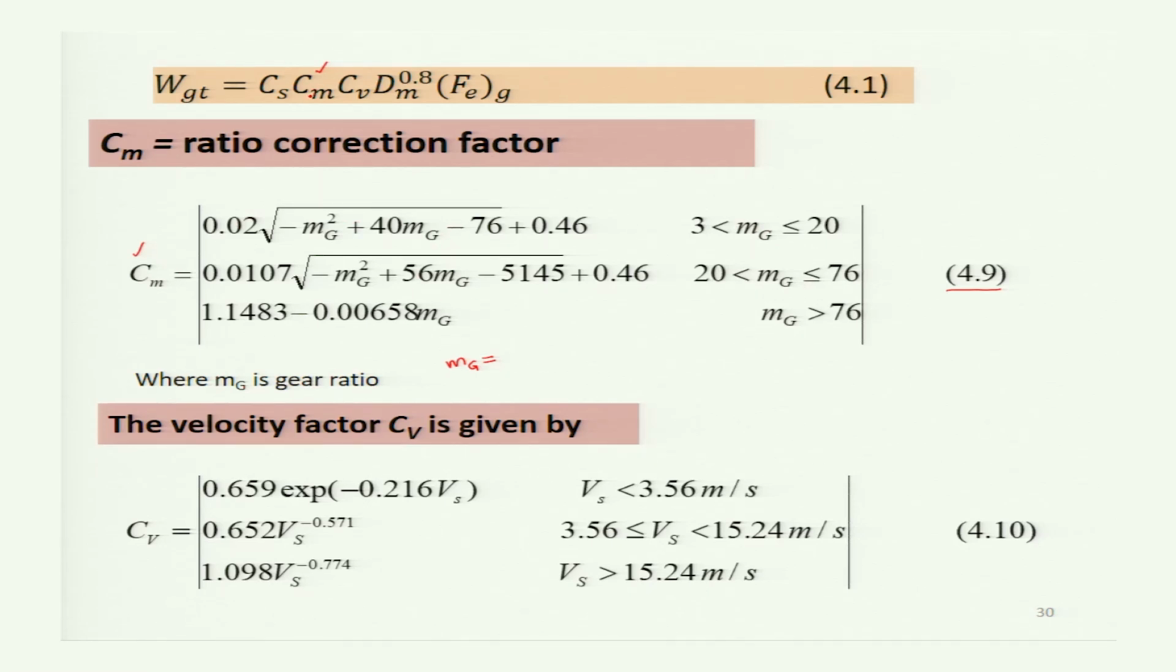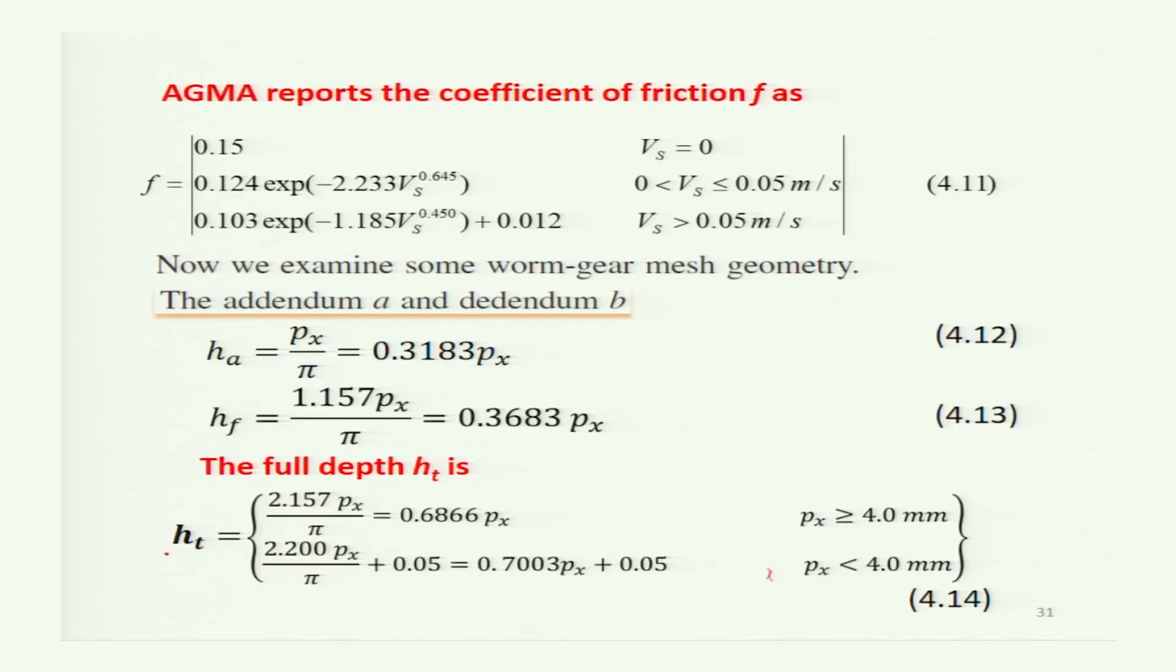So based on the gear ratio you have different equations, and that is applied to get the value of this Cm. Then the next one is the velocity factor Cv, and it depends on the sliding velocity Vs. So if the sliding velocity is less than 3.56 meter per second, then the first formula. If it is more, then this one. So the basic thing is, with the increase in pitch line velocity, the frictional force is increasing and the dynamic effect is increasing, and so you will have different values of the Cv.